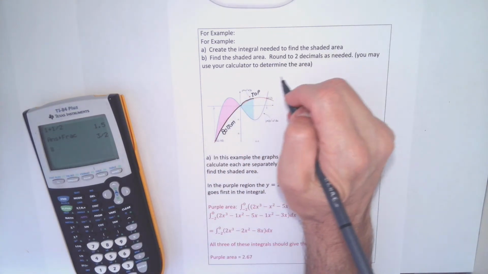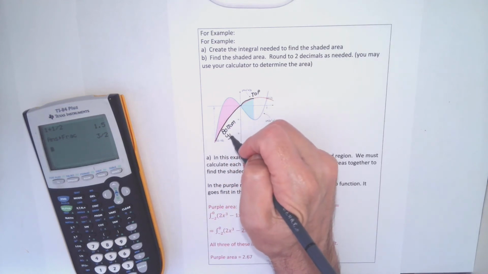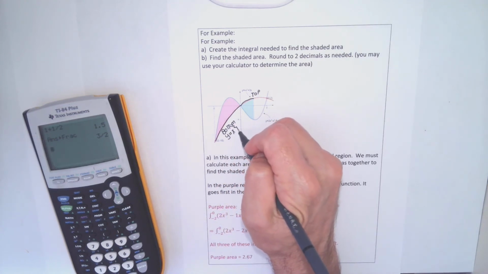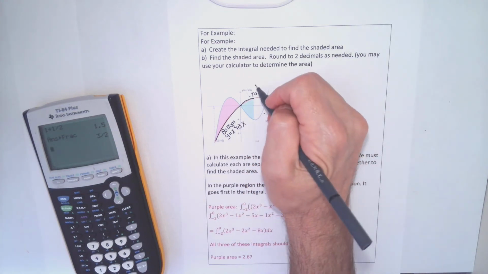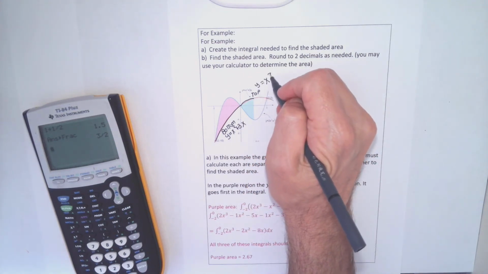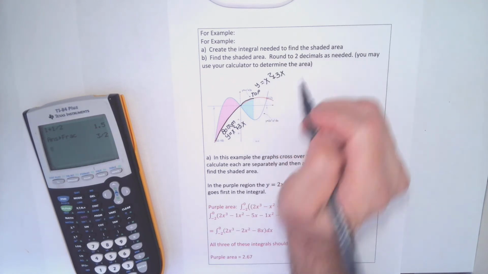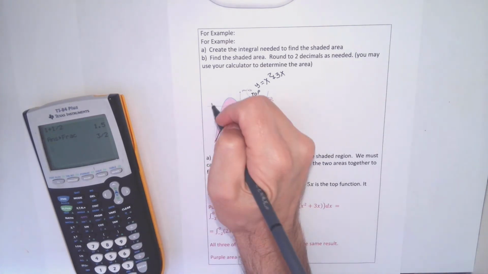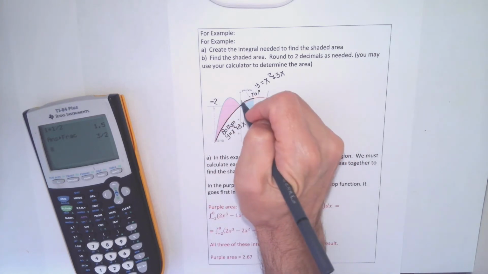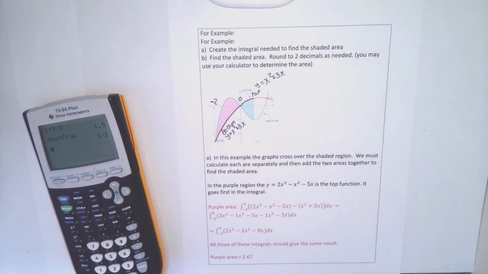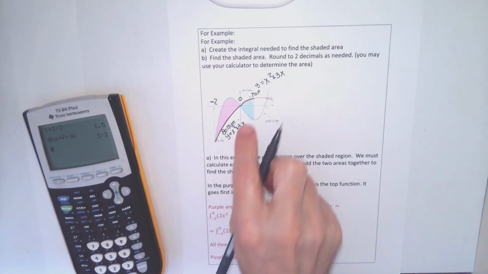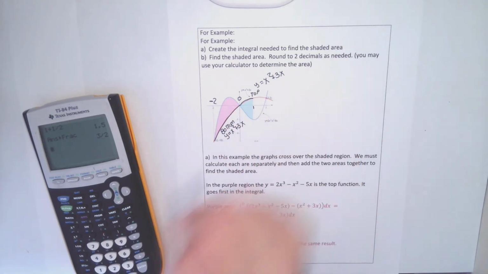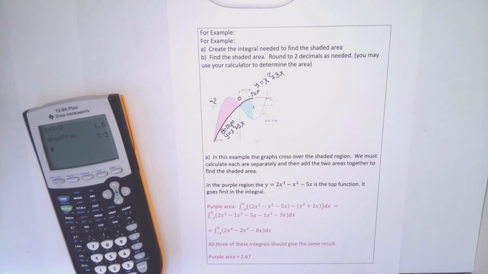The first function, the one that starts on the bottom and ends on the top, I can't show the label on my document camera. It doesn't have enough resolution to make that show up. That function, which in the first region starts on the bottom and ends on the top, is y equals x squared plus 3x. In the first region, it goes from x equals -2 to x equals 0. In the second region, it goes from 0 to 1. I'm going to have to calculate two separate integrals to get the area.